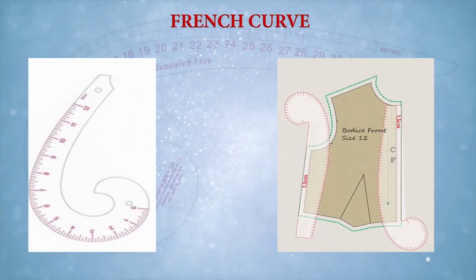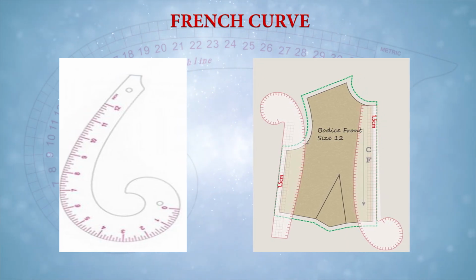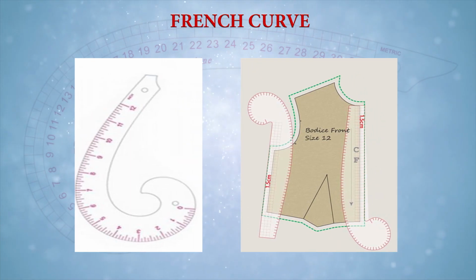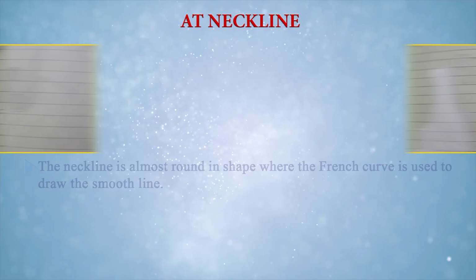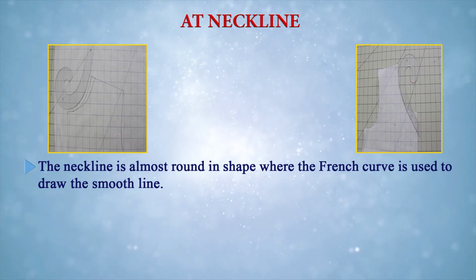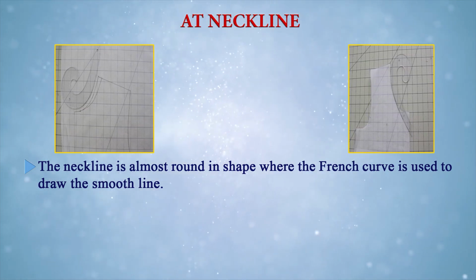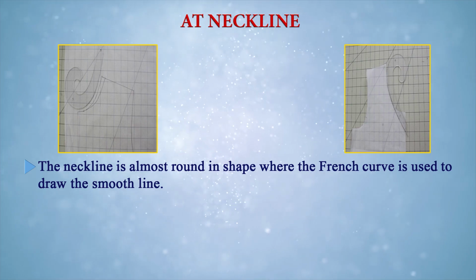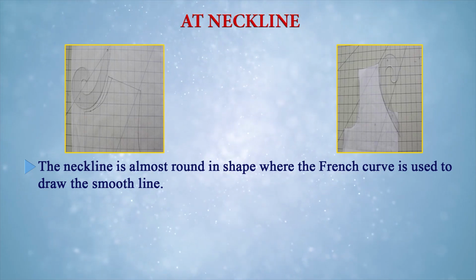So this is how a French curve looks like. You can easily get it and use it when you start doing your practical and when you start developing your basic blocks. So first of all, let's discuss why we use the French curve at the neckline. The neckline is almost round in shape, where the French curve is used to draw the smooth lines. If you have seen a pattern and you see a neckline, like you can see in this picture, this is the basic sloper we have.